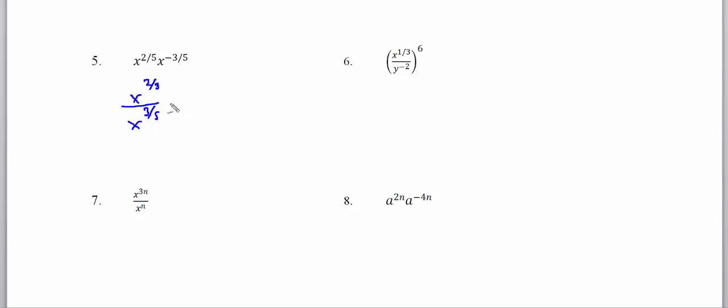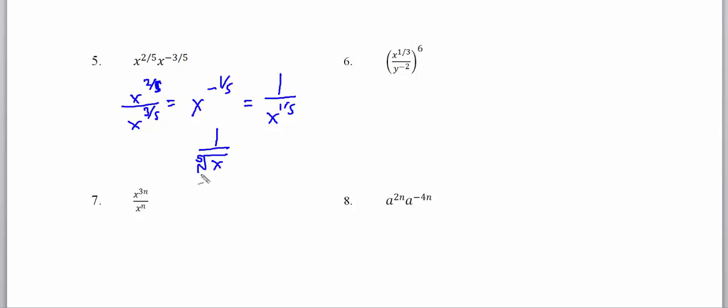2/3 minus 3/5. I said thirds a bunch of times too, I bet I did. 2/5 minus 3/5 is going to give me negative 1/5. So x to the negative 1/5 power, or 1 over x to the 1/5, which I can write as 1 over the 5th root of x.